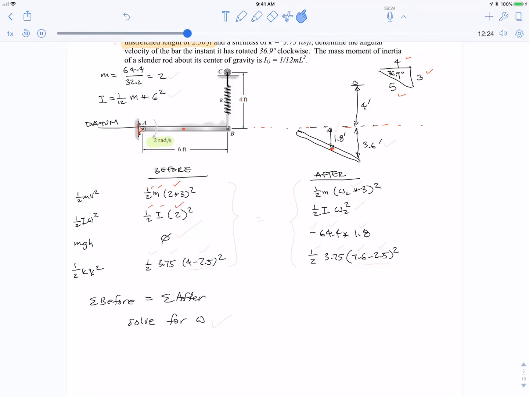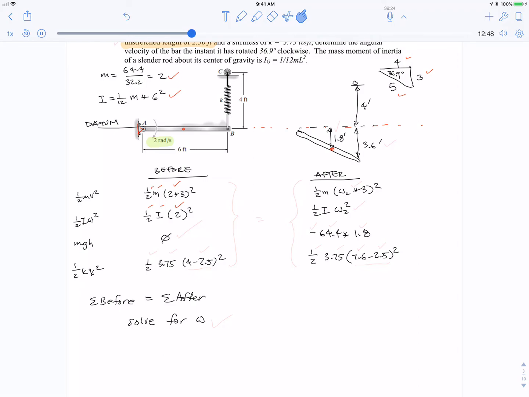You're going to have to know the mass. Don't forget, if it's in pounds, you divide by g, so the mass is 2 slugs, and this is a slender rod, so it's 1/12 mass times length squared. That's the moment of inertia. Okay, I'll let you plug those numbers in.